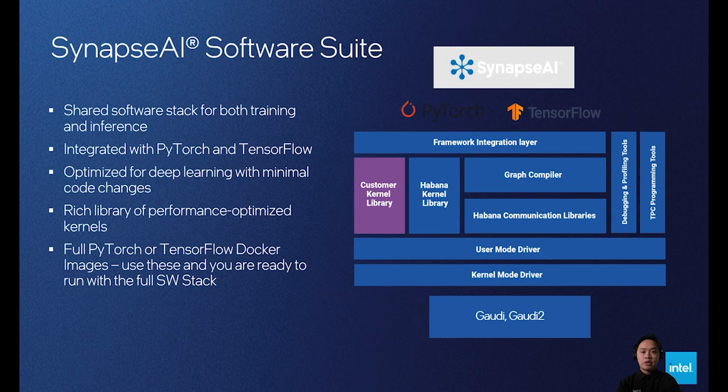This is paired with our Synapse AI software suite that has been built for both training and inference. We support frameworks such as PyTorch and TensorFlow in our framework integration layer that gets sent down to our graph compiler, communication libraries, and drivers. This has been optimized for deep learning with minimal code changes. And if you want to do further optimizations, we support developing your own custom kernels. For ease of use, we have developed Docker images for both PyTorch and TensorFlow that come with our full software stack.